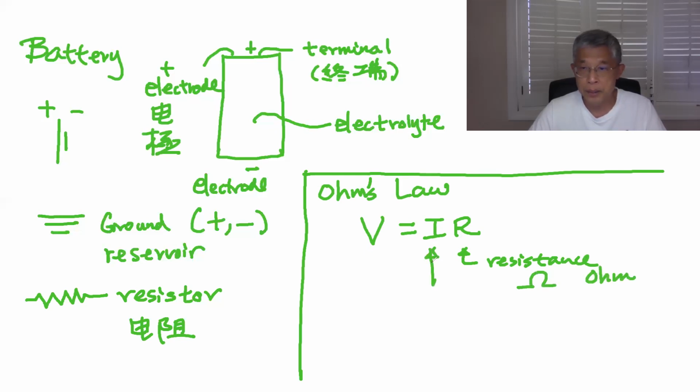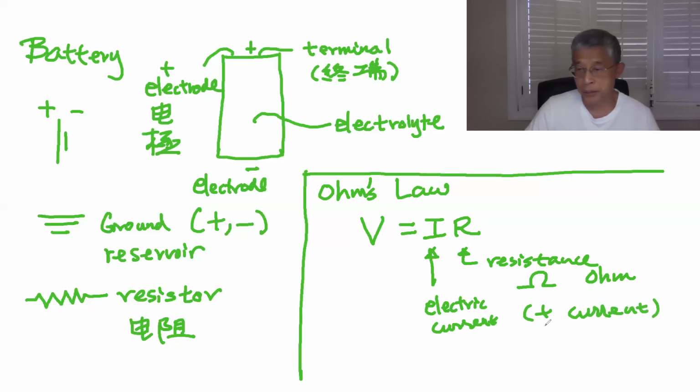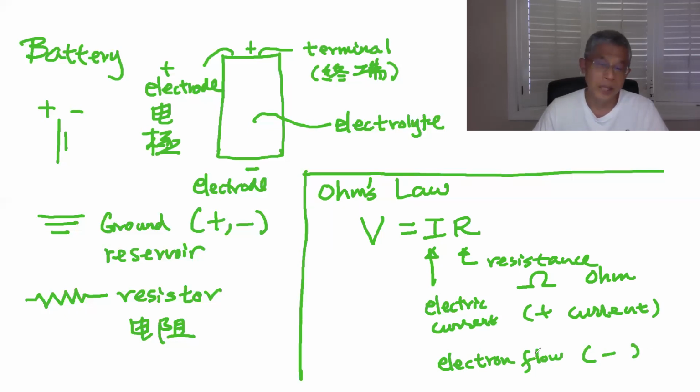And I is for electric current. So electric current, it's for the positive current. So it's like positive current. So this is an early mistake by scientists. They thought that the positive is the one that's moving. So this turns out to be incorrect. So it should be an electron flow instead. So electron flow will be a negative, right? Will be a negative current.